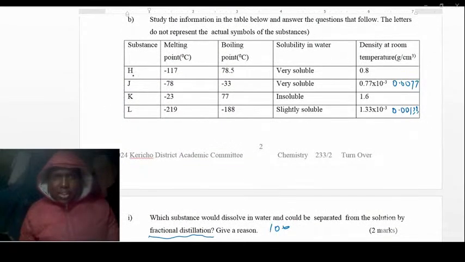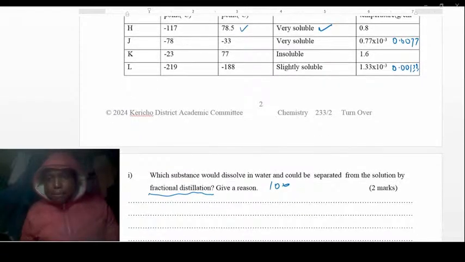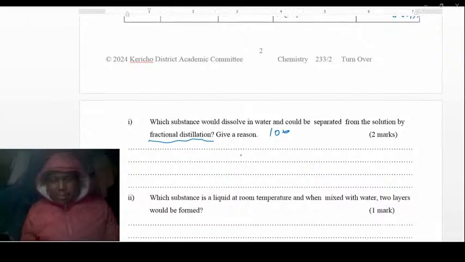Look at H. It has a boiling point of 78. J is negative 33. K is 77. L is 188. So the boiling point that is close to that of water is 78. Therefore H will dissolve in water because it is soluble, as you can see, and then can be separated by fractional distillation because they have different but close boiling points. Therefore the answer should be H.